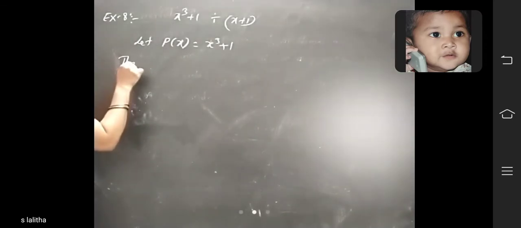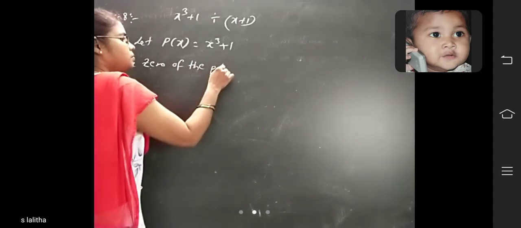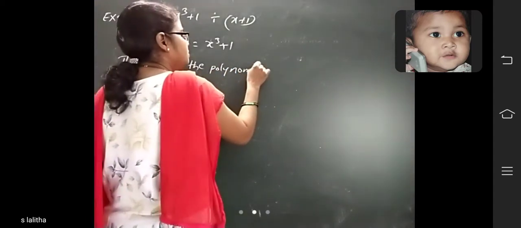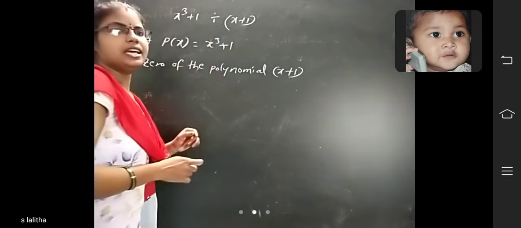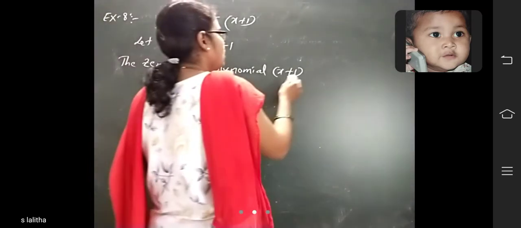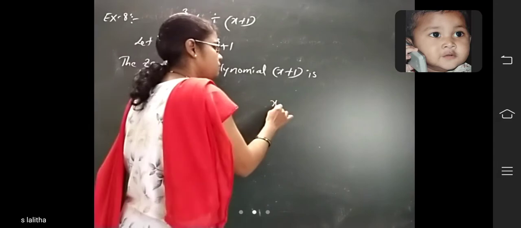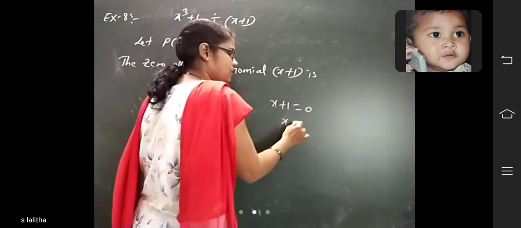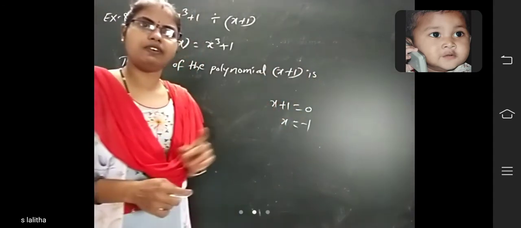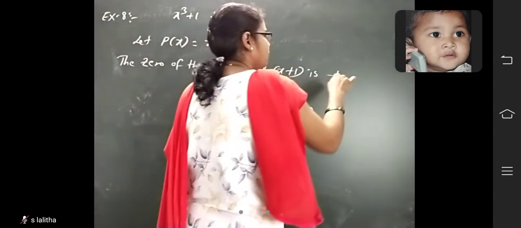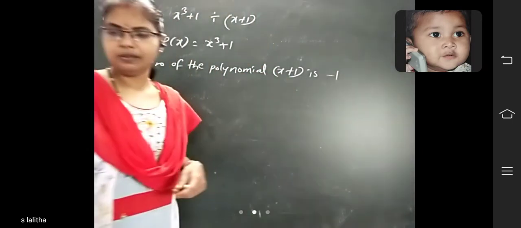How to find the zero of the polynomial x plus 1? What is the divisor given here? x plus 1. So the zero of the polynomial x plus 1: if you take x plus 1 equal to 0, we get x is equal to minus 1. So the zero of the polynomial x plus 1 is minus 1. Now you have to replace x by minus 1.